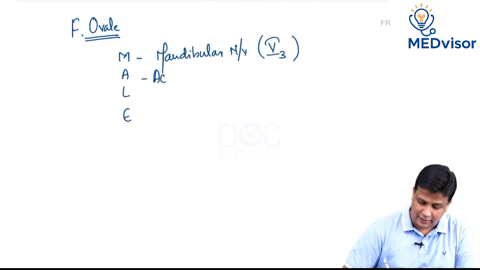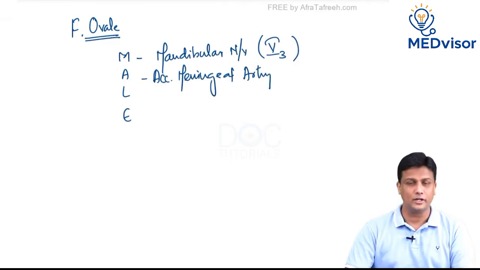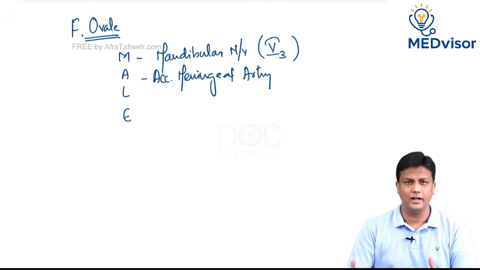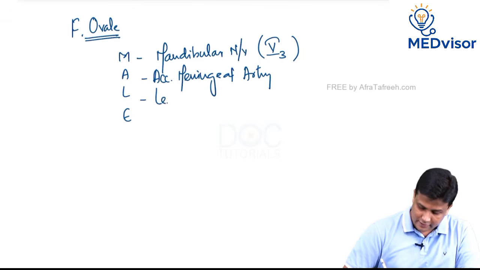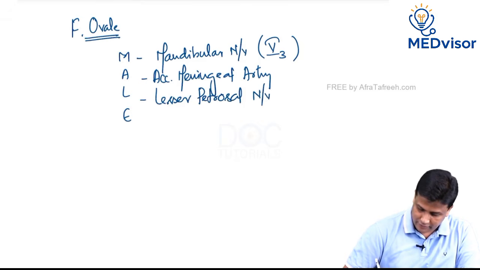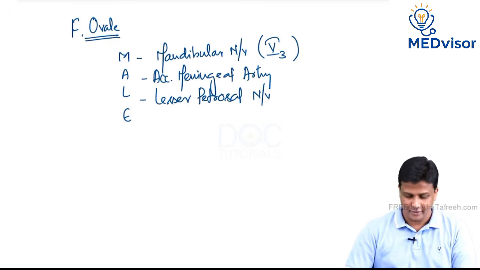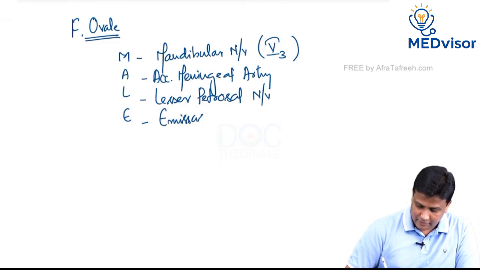Then A stands for accessory meningeal artery. And that is actually a branch of maxillary artery, and I am going to teach you about the maxillary artery in detail later on. But there is a connection, try to remember here, accessory meningeal artery will be a branch of your maxillary artery. L stands for lesser petrosal nerve. Lesser petrosal nerve, it's actually a branch which we are going to come across in cranial nerve number 9, that is glossopharyngeal nerve, guys. So we'll come across all these things one by one. And finally, E here stands for emissary veins.